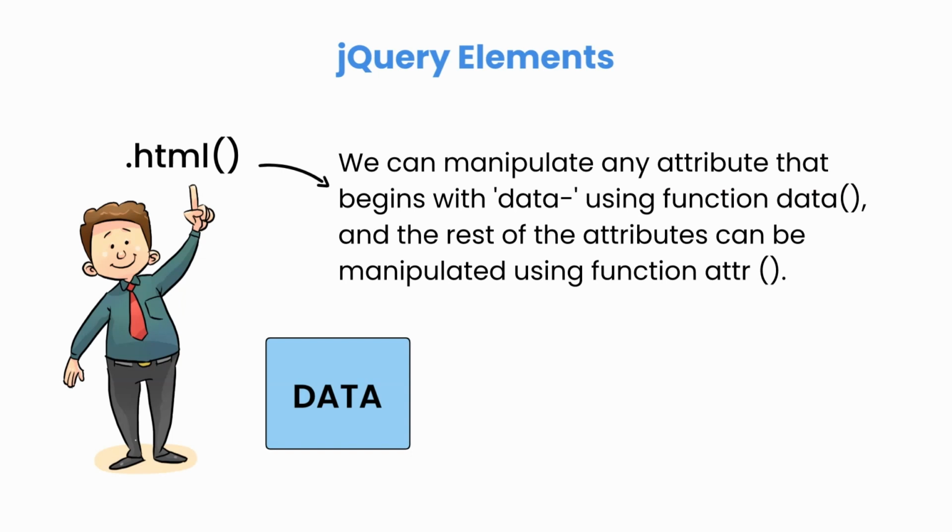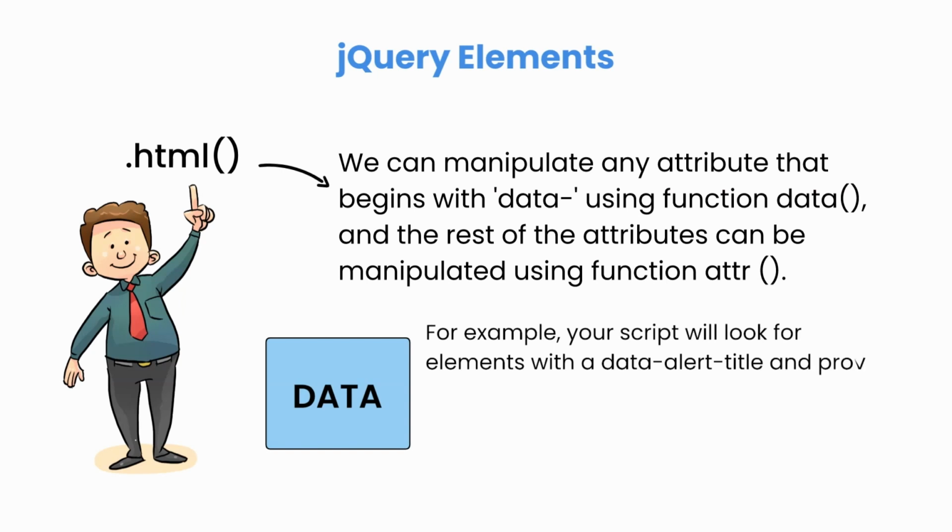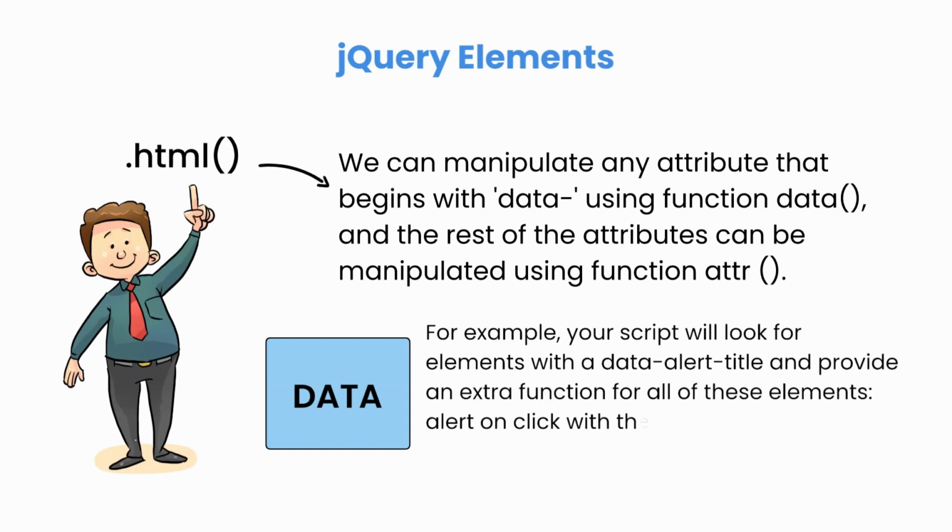It is also very useful for a more generic and systematic solution. For example, your script will look for elements with a data-alert-title attribute and provide an extra function for all of these elements: alert on click with the title specified in the data-alert-title. The same function can also be used to get data by simply assigning the result to a variable and leaving the argument empty.